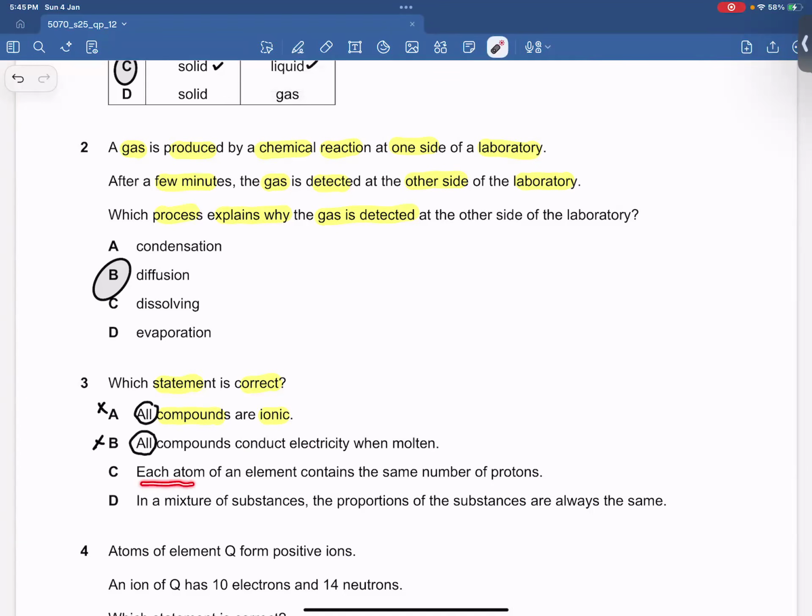Each atom of an element contains the same number of protons. Obviously, that's right. An element consists of many atoms and each atom has the same number of protons and electrons. So C is going to be the right answer.